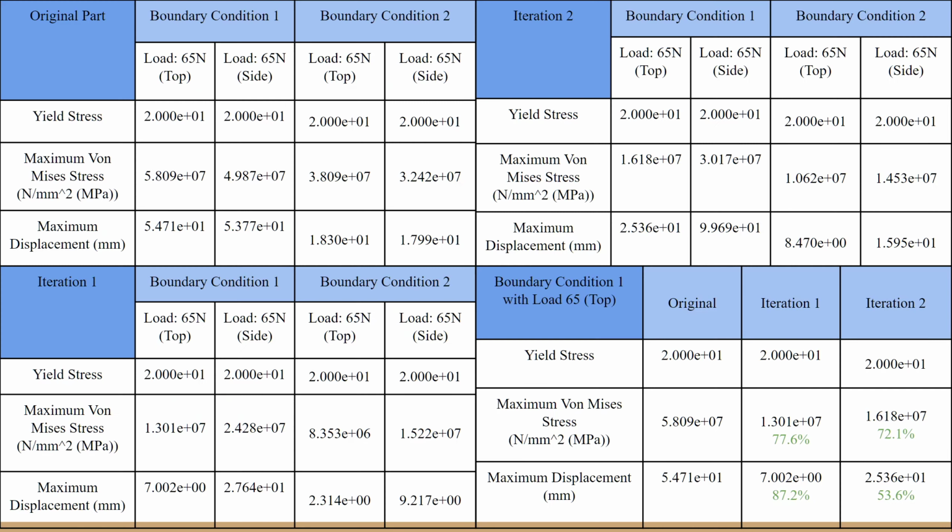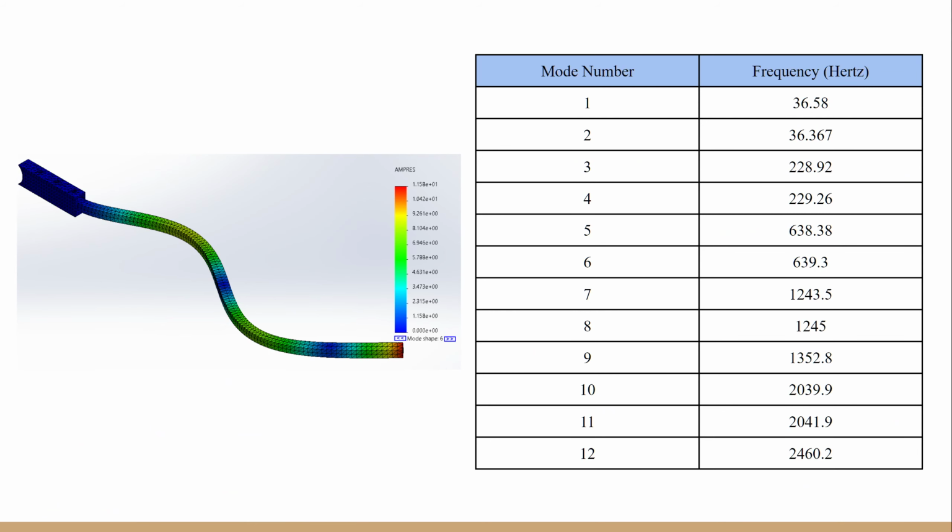These are the results for the different parts with each boundary condition and loads. The bottom right is the comparison chart when looking at boundary condition 1, with load condition 1 at 65 newtons, showing heavy improvement of 50% or higher from the original. Here are the results of the modal analysis of the original part.